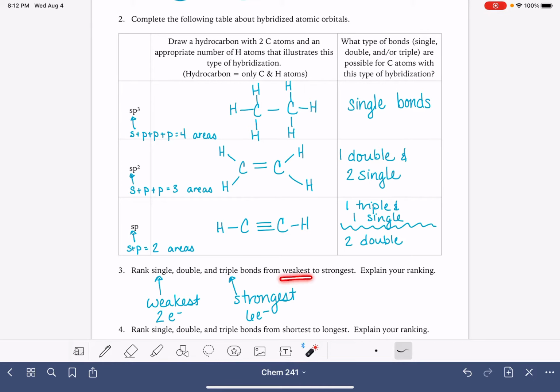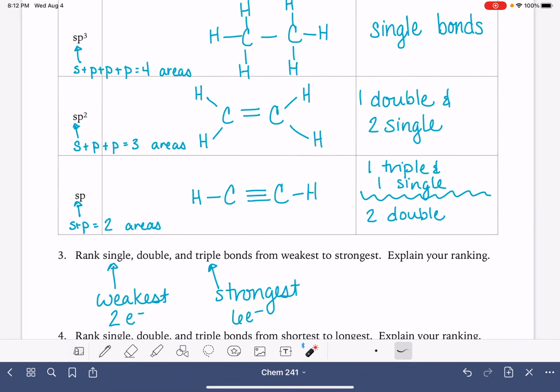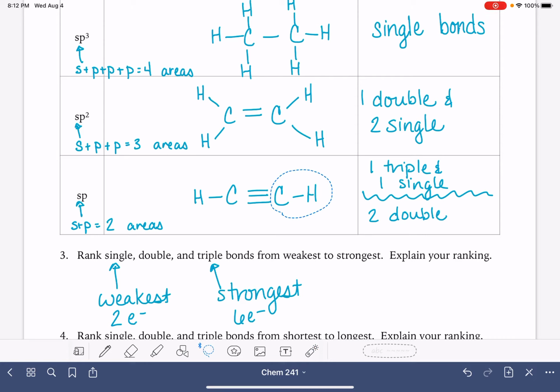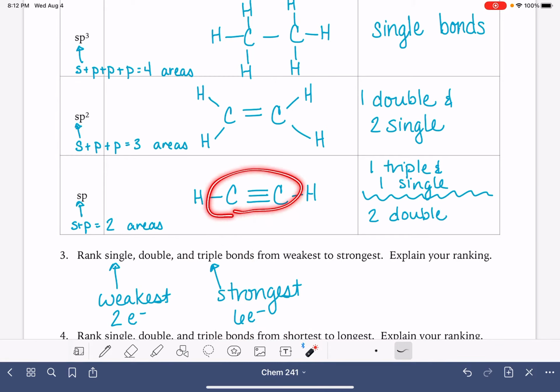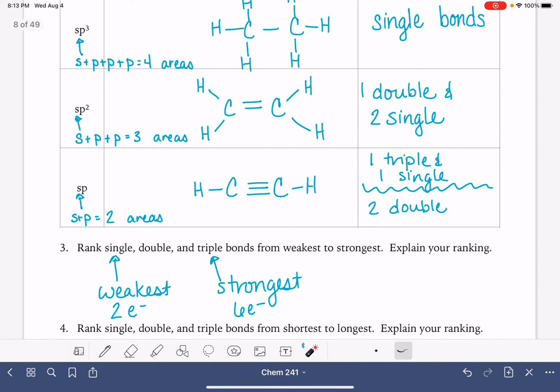When we're ranking the bonds in terms of weakness or strength, what we're specifically talking about is how difficult it is to actually pull the molecule apart at that bond. Like, how hard is it to separate the atoms that are bonded together? The harder it is to separate them, the stronger the bond is. So the logic is that if you have 6 electrons holding atoms together, it's going to be really hard to pull them away from each other because there are a lot of electrons trying to hold them together. And if you only have 2 electrons between a couple of atoms, it's going to be a lot easier to separate those atoms from each other. That's super logical reasoning. Like I said, that's the one that students usually prefer to use because it makes sense.